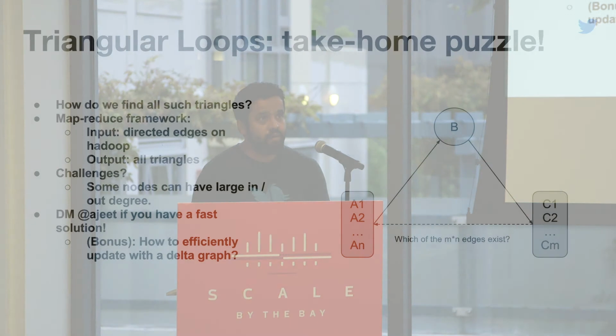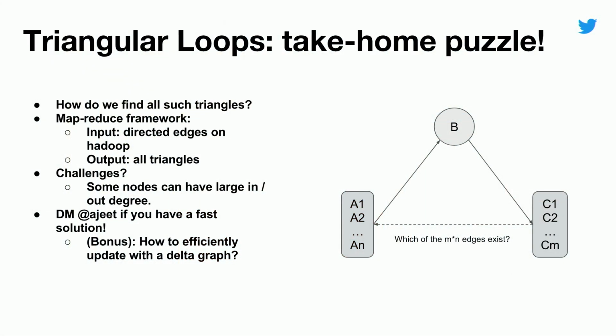Okay, and here maybe you can take a picture, but this is like a take-home puzzle. How do we find all such triangles? The problem is framed in a slightly different way on the right. Basically, for every social context B, there's a bunch of users who follow this account, and a bunch of C's that B follows. The real question is to figure out which of these m times n edges exist. The framework here is offline, so we have a MapReduce framework where we have a bunch of directed edges as input on Hadoop. Your output is to return all triangles.